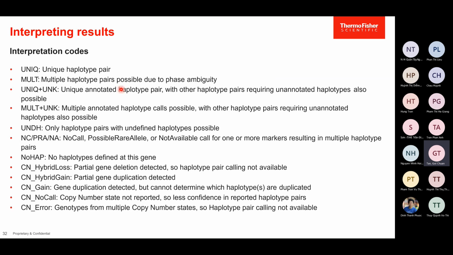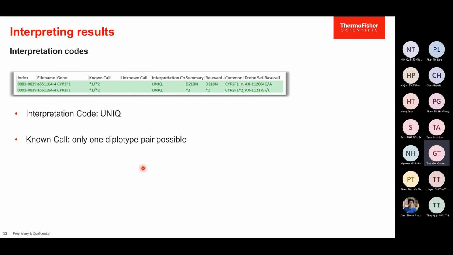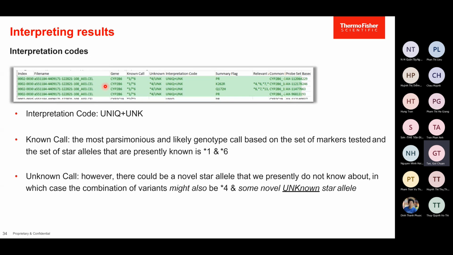Then these are just different interpretation codes. You can see the details in the user guide, and I can go through some of the very common ones that you will see. When you see unique, it means the software can only match to one single pattern. Sometimes it can map to multiple patterns. Then you can see that this is the pattern, but it could also mean that this person carries *4 and also some novel combination.